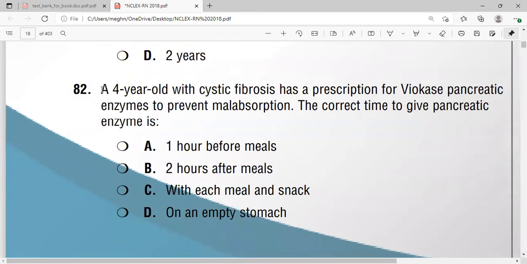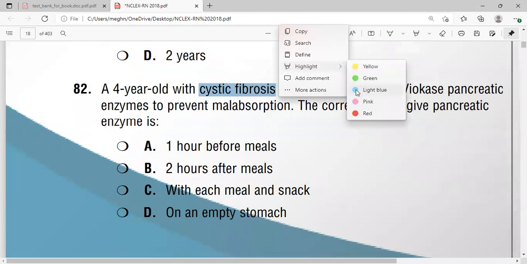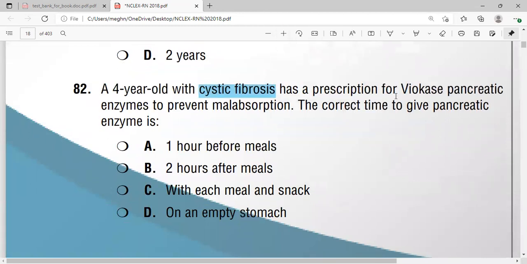The next one: a 4-year-old with cystic fibrosis has a prescription for pancreatic enzyme to prevent malabsorption. The correct time to give a pancreatic enzyme is A, 1 hour before meals, B, 2 hours after meals, C, with each meal and snack, and D, on an empty stomach.